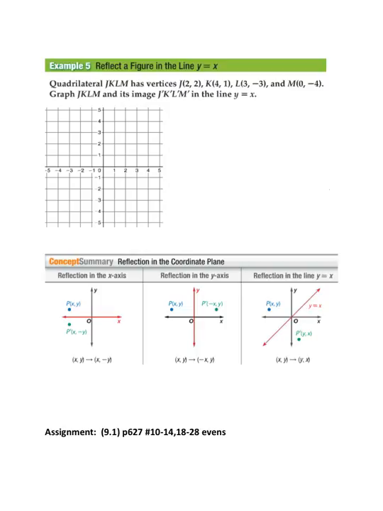So one more example, guys, here on this last page. We're going to take the quadrilateral JKLM with vertices at J, 2, 2. I'm going to write these down as we go. K is at 4, 1. L is at 3, -3. And M is at 0, -4. Okay.